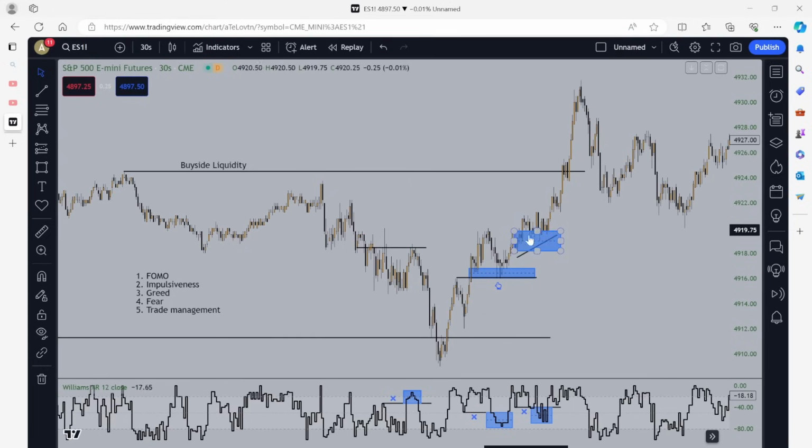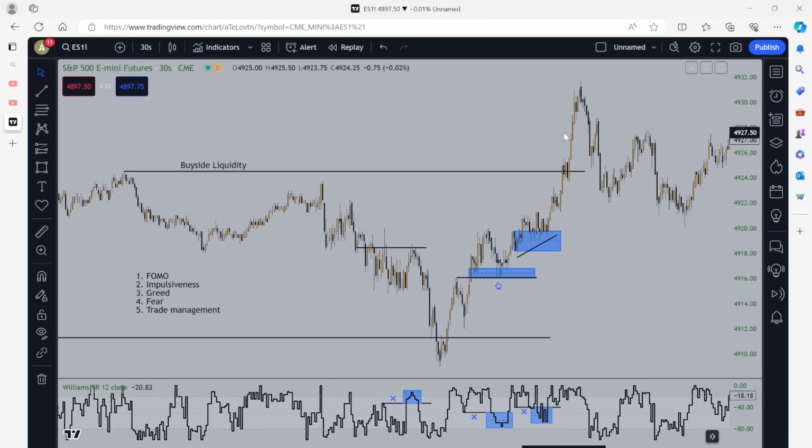Right? We're changing the state of delivery. Every time we get SMT, the delivery is going to change. So just like here, right? Consolidation, we got SMT characteristics on the William percent R. Expansion, right? We were retracing into this fair value gap in the order block. We got William percent R characteristics. The delivery changed to expansion.